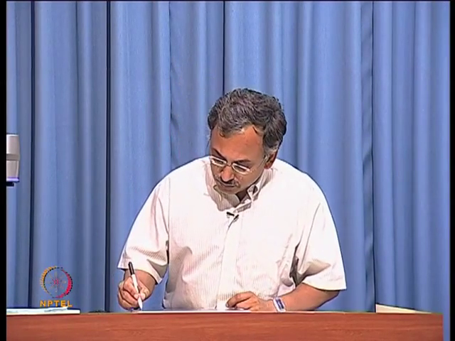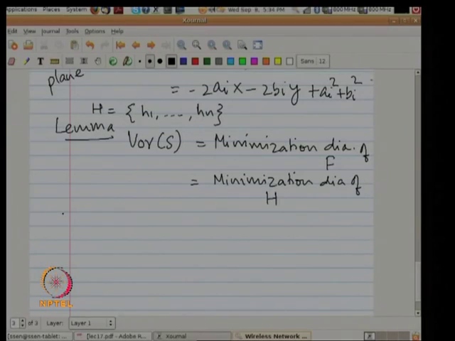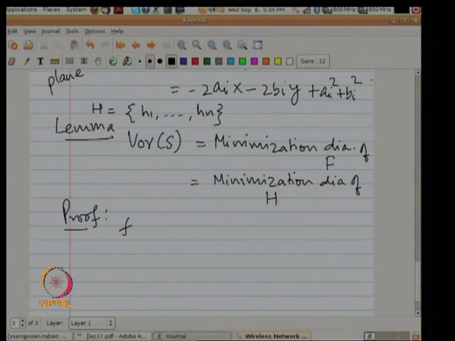So, let me just go through it. Here is the proof. What I need to argue is that for any x, if f_i is less than f_j, that implies that h_i should be less than h_j. If I can argue that, then the minimization diagram will not change, because the relative ordering of functions has not changed at any point. So, what I need to prove is that this implies the same inequality should also be true for h_i(x) and h_j(x).